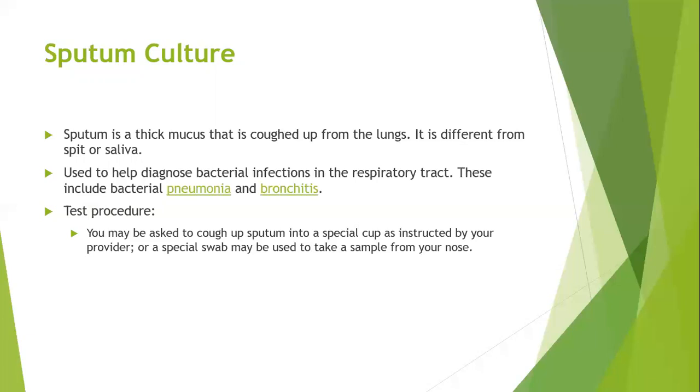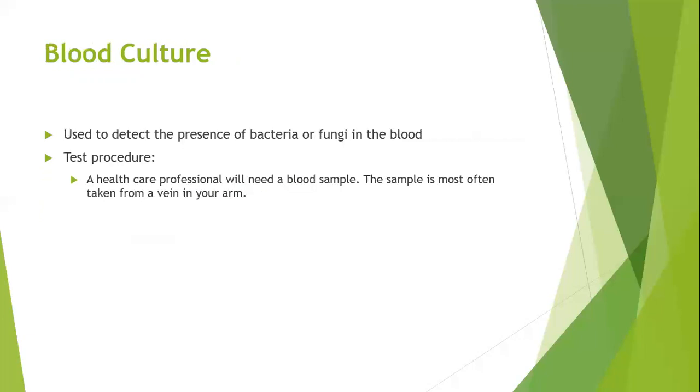For the procedure, the provider asks the person to cough up sputum into a special cup. Or the other way of taking the sample is that they insert a special swab into the nose to get the sample from the person's body. Next is the blood culture. In blood culture, they check for the presence of any kind of bacteria or fungi in the blood. For that, they take blood from the arm's veins and check for these microorganisms.